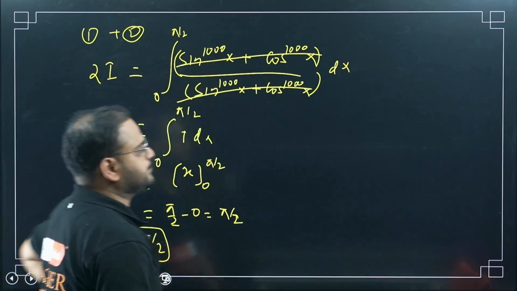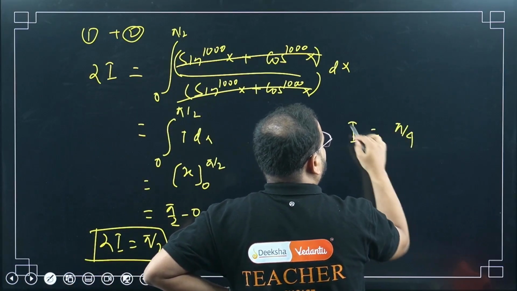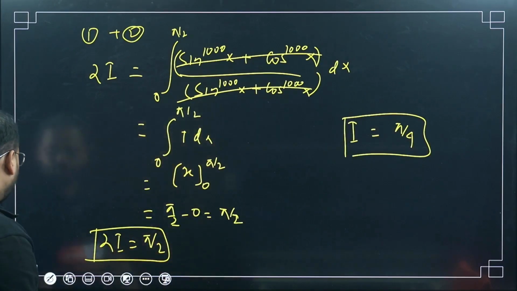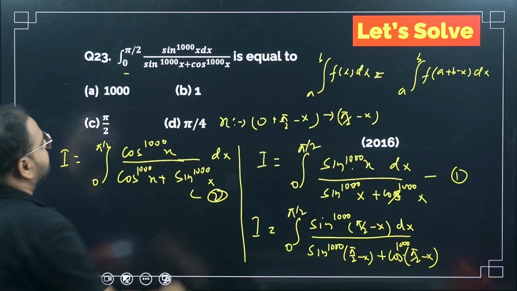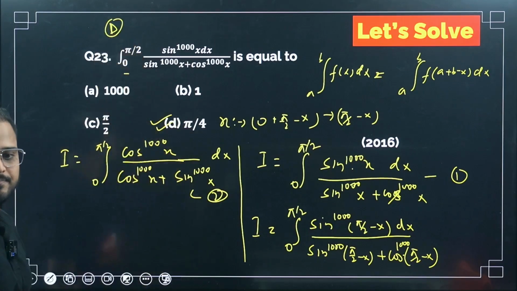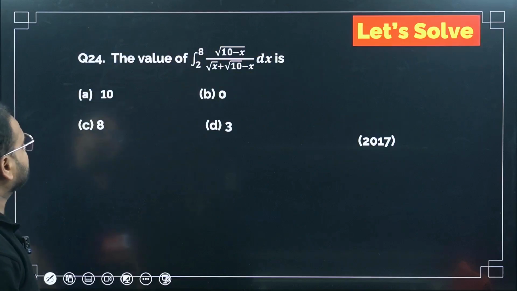So how much is I? I is pi by 4. Correct? 2I, bring this 2 over here, pi by 4. Option what? D. Please have a look. Option number D. Visible? Moving on. Question number 24.